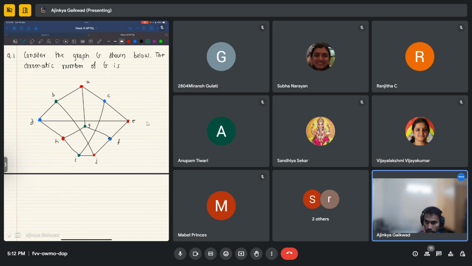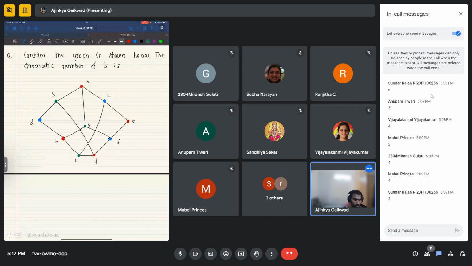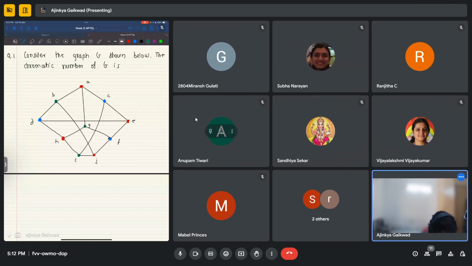Is it correct? Or do we need one more color? It is correct, sir. Let me see. It's okay. I think a lot of you said 4, so that's why I'm just making sure. Yes, so this is fine.